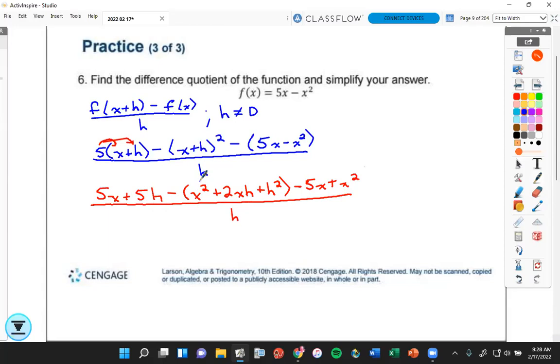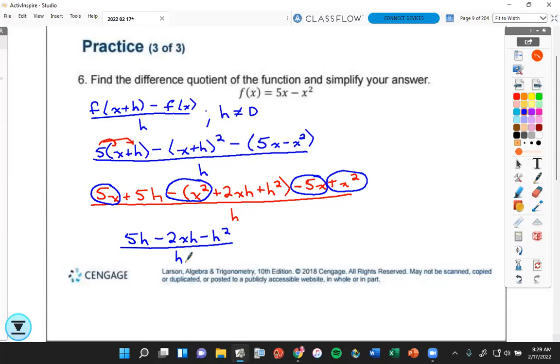So let's look at our x squared. If you notice right here, I have a negative x squared, and over here I have a positive x squared. So it's going to cancel. Right here I have a positive 5x. Here I have a negative 5x. So they cancel. Is there any other term that's going to cancel? Nothing else will cancel. Okay. And every term in the numerator now has an h in it, which is a good thing because it's going to cancel. Okay. So on the top, I have 5h. Distributing this negative sign gives me minus 2h minus h squared all over h.